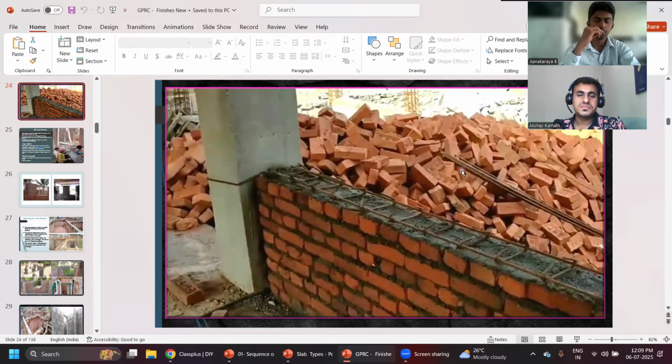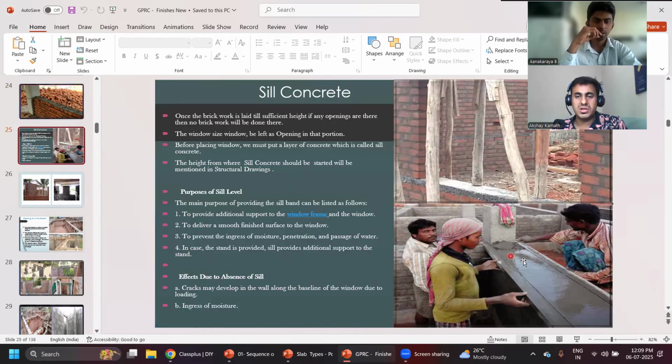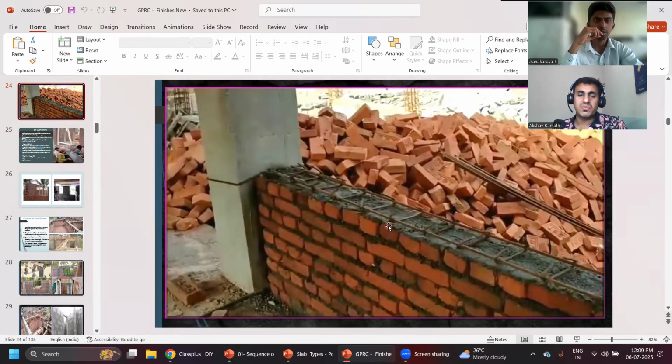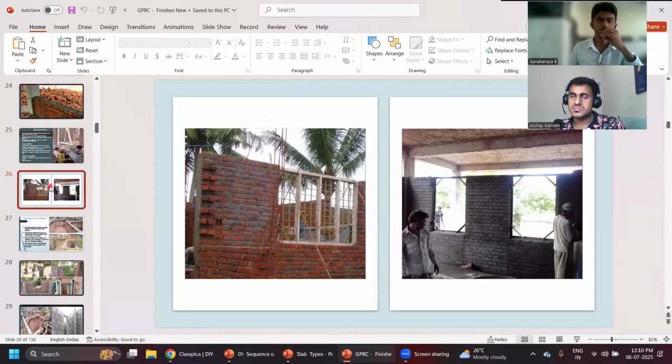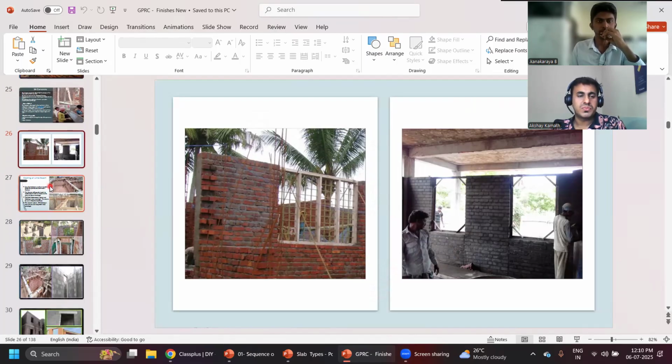What is this? What level is this, sir? Sir, sill level. Okay, not sill exactly, but no problem. This is your sill concrete, but this is the RCC band that we have provided. After what height will you provide this RCC band? Sir, after 3-4 courses of the brick we have to provide the band. After 1 meter or 3-4 courses? 1 meter is enough. 1 or 1.2.